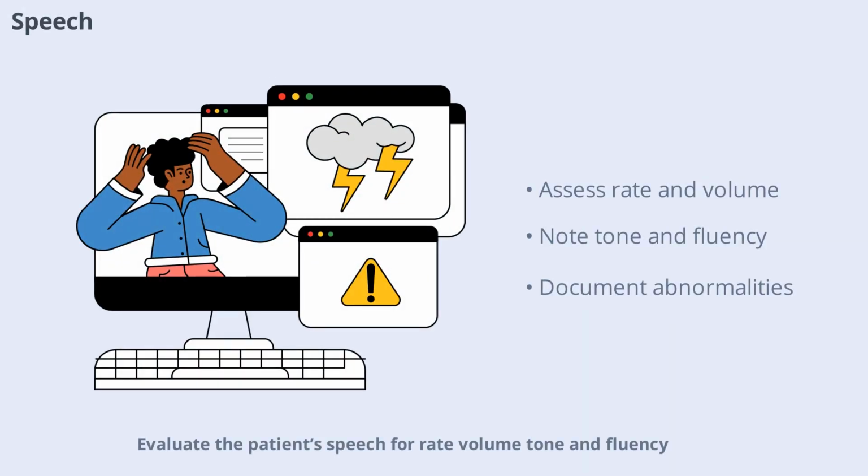Evaluate the patient's speech for rate, volume, tone, and fluency. Is their speech rapid, slow, loud, or soft? Are there any unusual patterns, such as slurring or stuttering? Speech can reveal a lot about a patient's emotional state and cognitive functioning. Document any abnormalities and consider how they might relate to underlying mental health conditions.